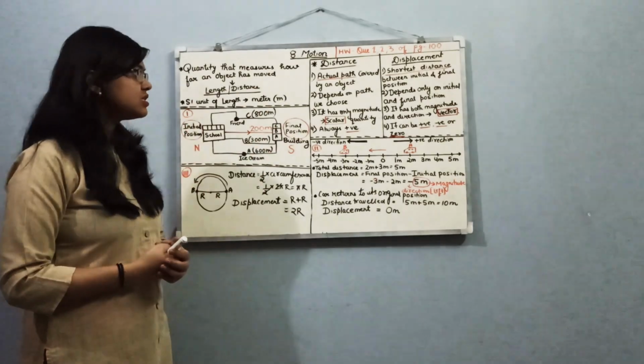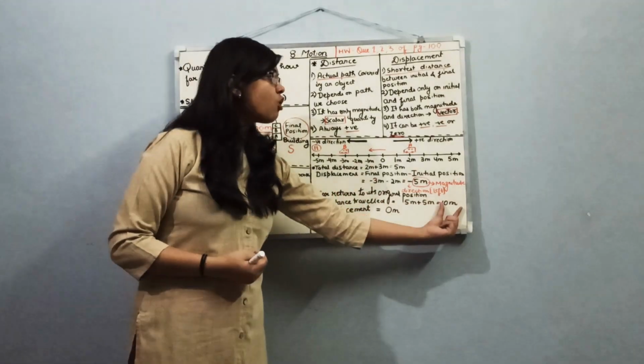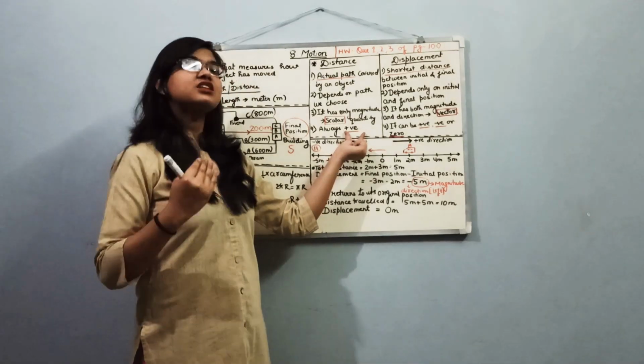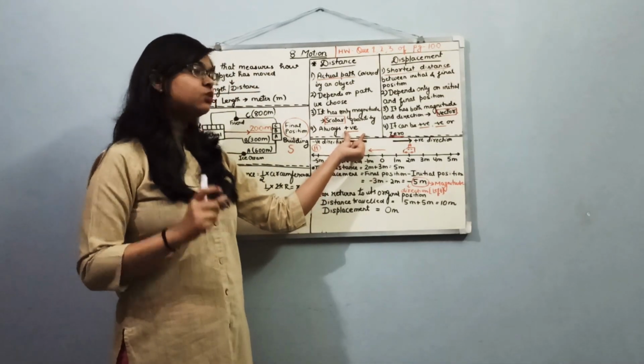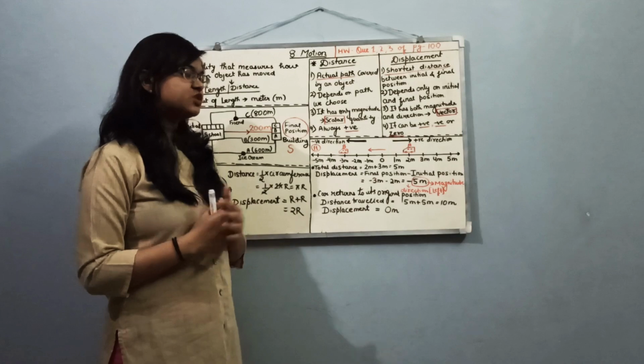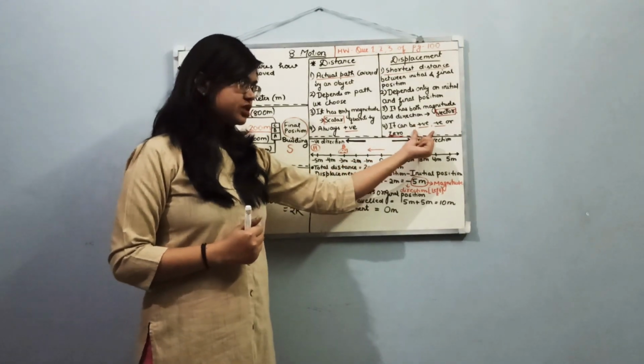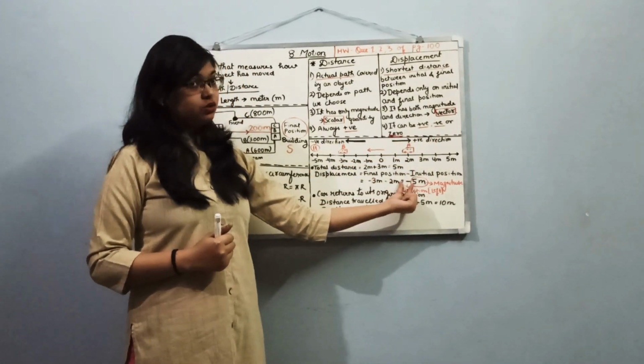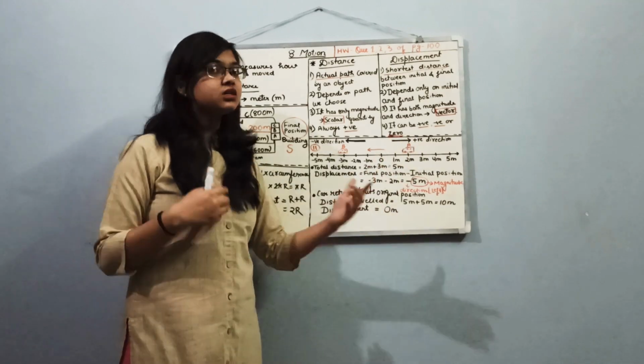So from here we can see that the distance is always positive. It will always give you a positive numerical value, a number, whereas displacement can be positive, it can be negative, it can tell you the direction, and it can also be 0.